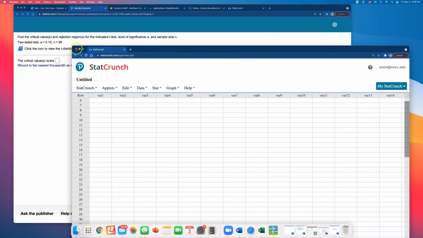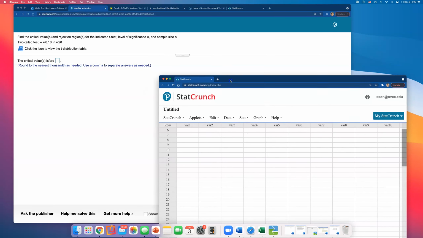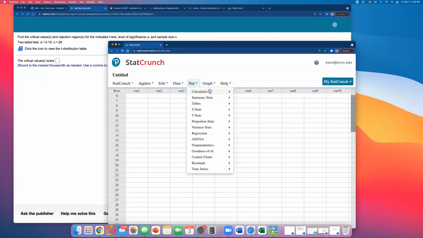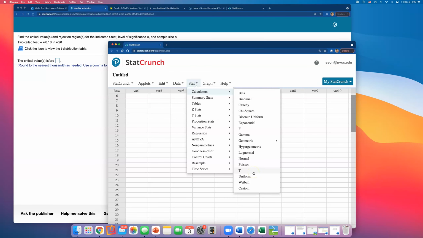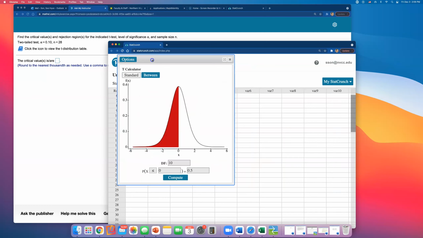I will open up t distribution, okay? Stat, Calculators, and t. And I'm going to click on Between for the two-sided test. If you're doing a one-sided test, for example, left-tail test or right-tail test, you will keep it in Standard. But what I want is in the middle, you see how it is shaded in red? I want that to be 90% in the middle because they said alpha is 10%. 10% divided between this white region and the left white region.